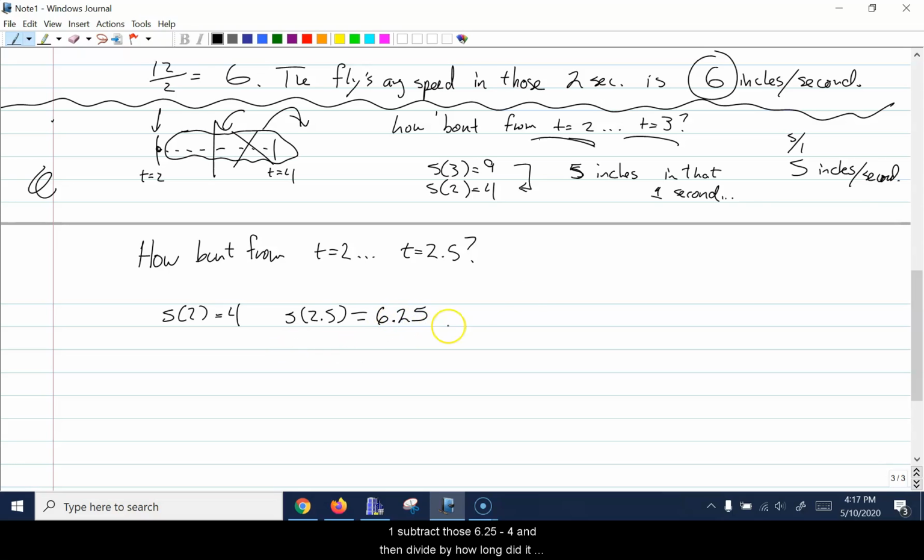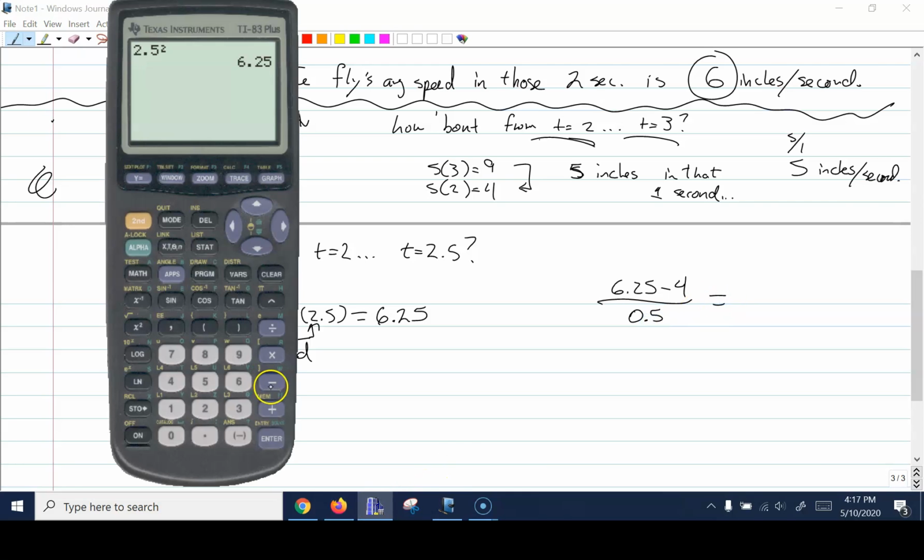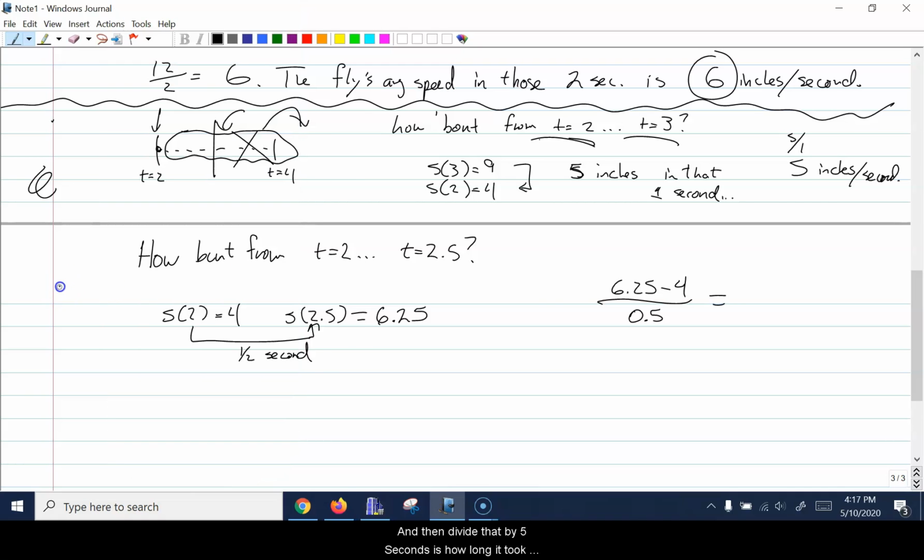I want to subtract those. 6.25 minus 4. And then divide by how long did it take to get from 2 to 2.5? That's 1/2 of a second. So I'm dividing that by 0.5. I want to take that number, subtract 4, and then divide that by 0.5 seconds, which is how long it took to do that. And I get 4.5.